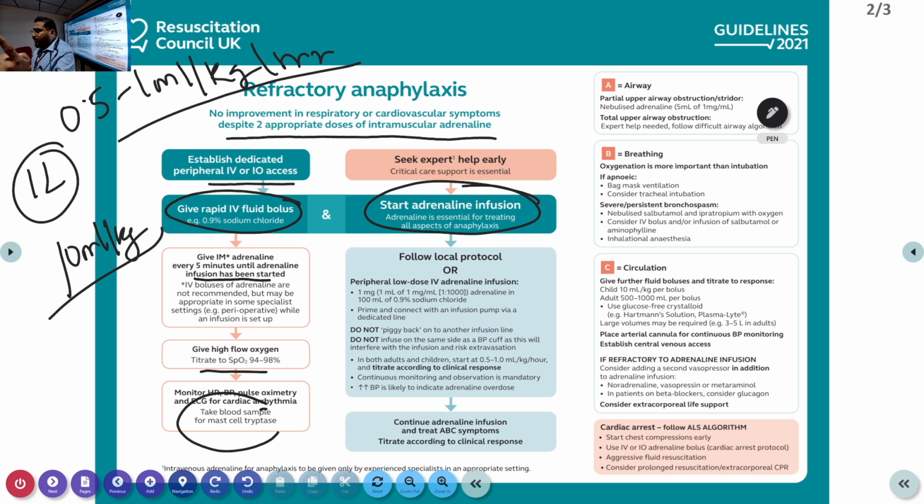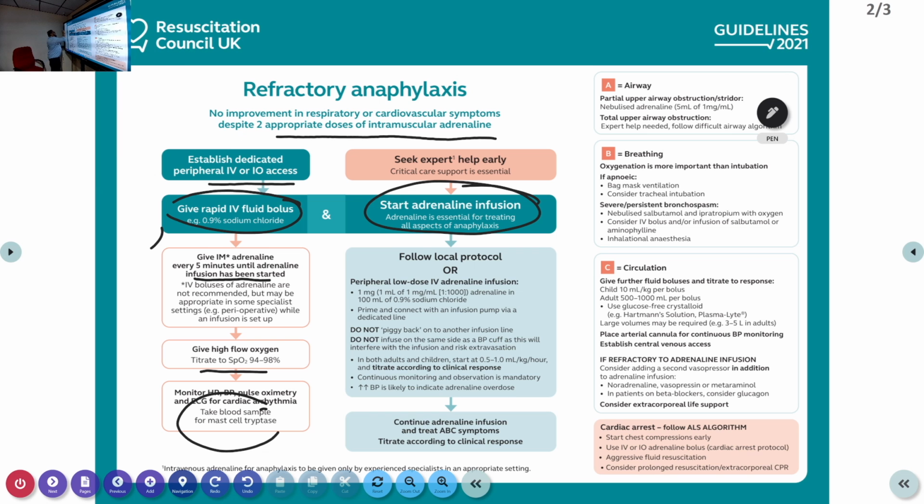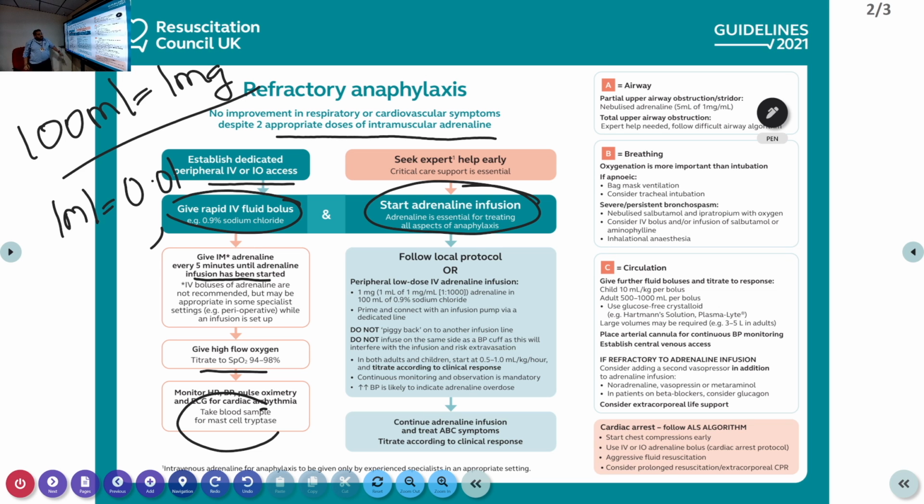So this is how you need to prepare IV adrenaline infusion. You take 1 ampule of adrenaline, dilute it to make a 100 ml preparation, and start at a rate of 0.5 to 1 ml per kilogram per hour. This 100 ml will have 1 mg, because we are taking 1 ml and adding it to 100 ml. So each ml will have how much mg? 0.01 mg. So you calculate, you want to start at 1 ml per kg per hour.